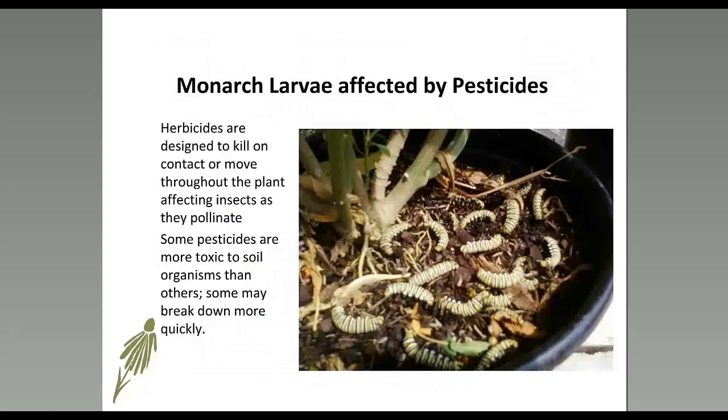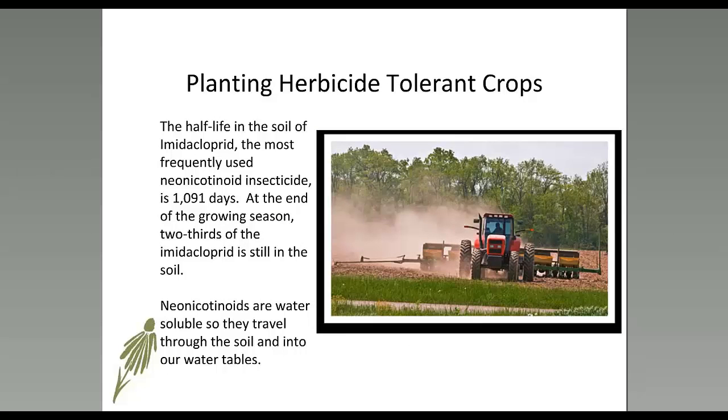This next slide shows what it looks like when you try to feed monarch larvae on plants that have been grown with pesticides. Not a very pretty sight. And this slide is of a farmer planting his genetically engineered herbicide seed in one of his fields.